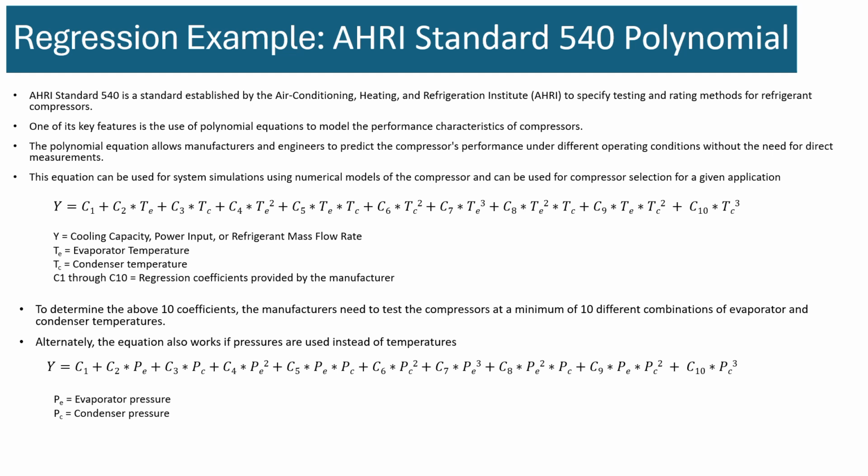A good example for that is the polynomial developed by the AHRI standard 540. This is the standard that the Air Conditioning, Heating, and Refrigeration Institute developed to help compressor manufacturers provide compressor performance. You cannot provide the performance for the whole range of operating conditions. Compressors operate at several combinations of temperatures on the cooling side and the heating side, or I should say, temperatures on the evaporator side and the condenser side.